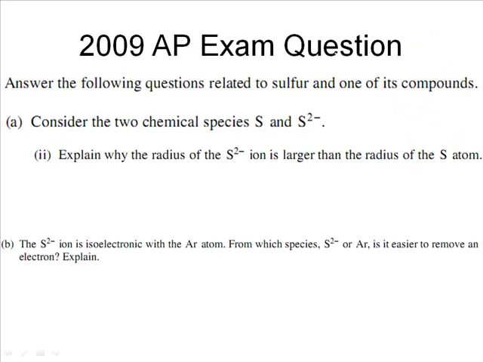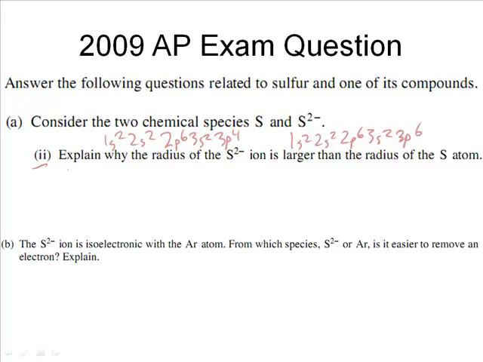Okay, so here's that same question again that we saw the other day. The previous question was something relating to part 1. You can see this is only part 2. Part 1 was draw the electron configuration for both of these. So sulfur would be 1s2, 2s2, 2p6, 3s2, 3p4, and then S2 minus would be 1s2, 2s2, 2p6, 3s2, 3p6.